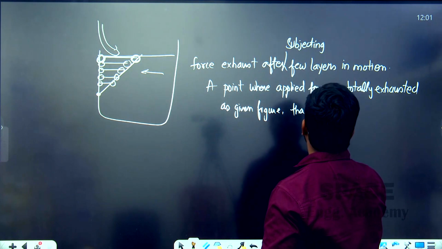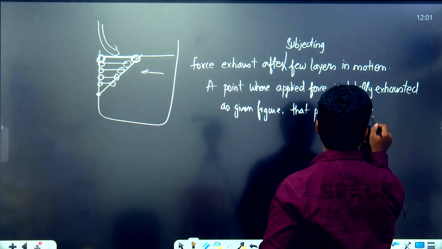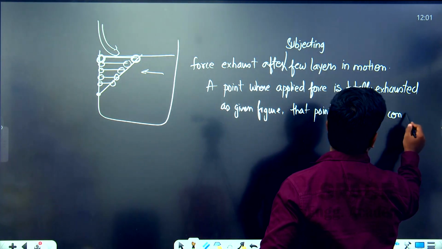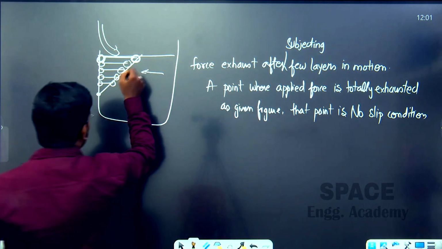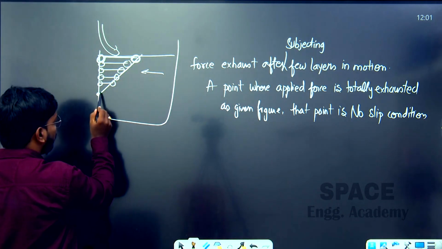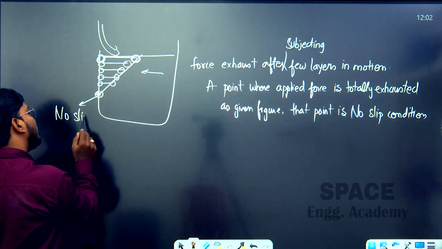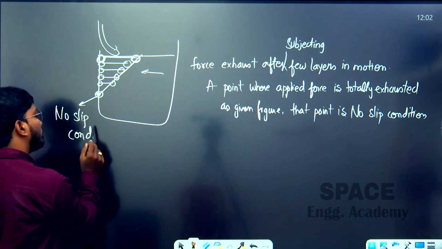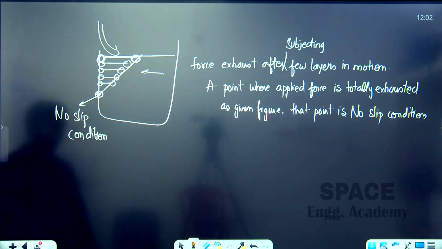That point is no slip condition. See here, the application of the force is getting nullified up to a particular point. So here we can say this is the point where it is regarded as no slip condition. Go through it, try to memorize this one also.